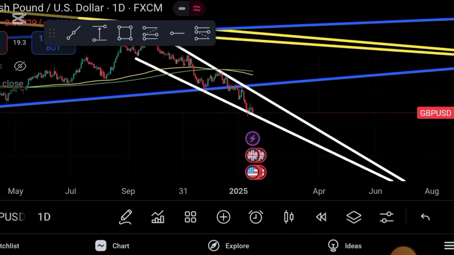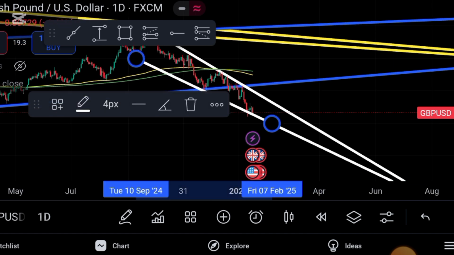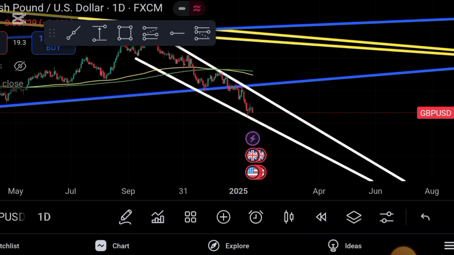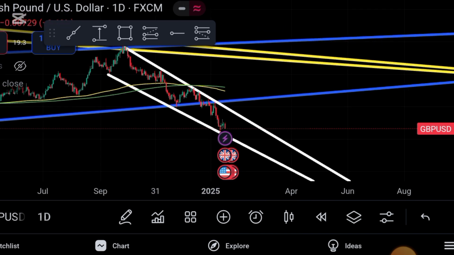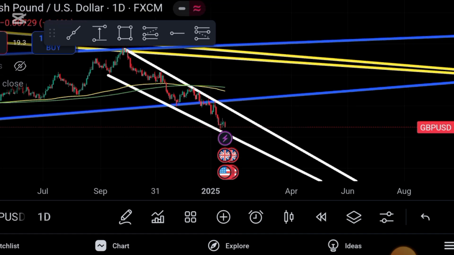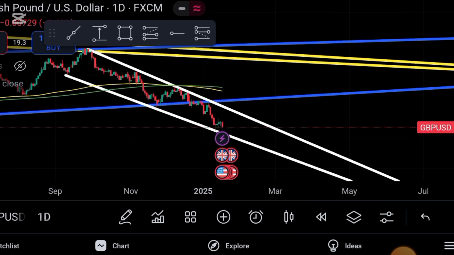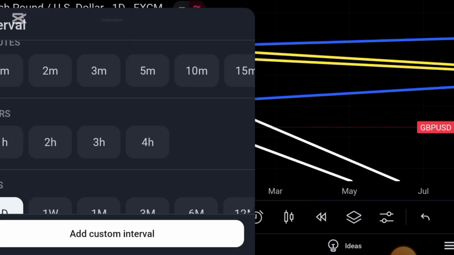Okay, so from the white trend line, I have decided to place my trend line just like this. We are going to the downside. It is a downtrend moving to the downside. Now we are going to move on to the 4-hour chart.